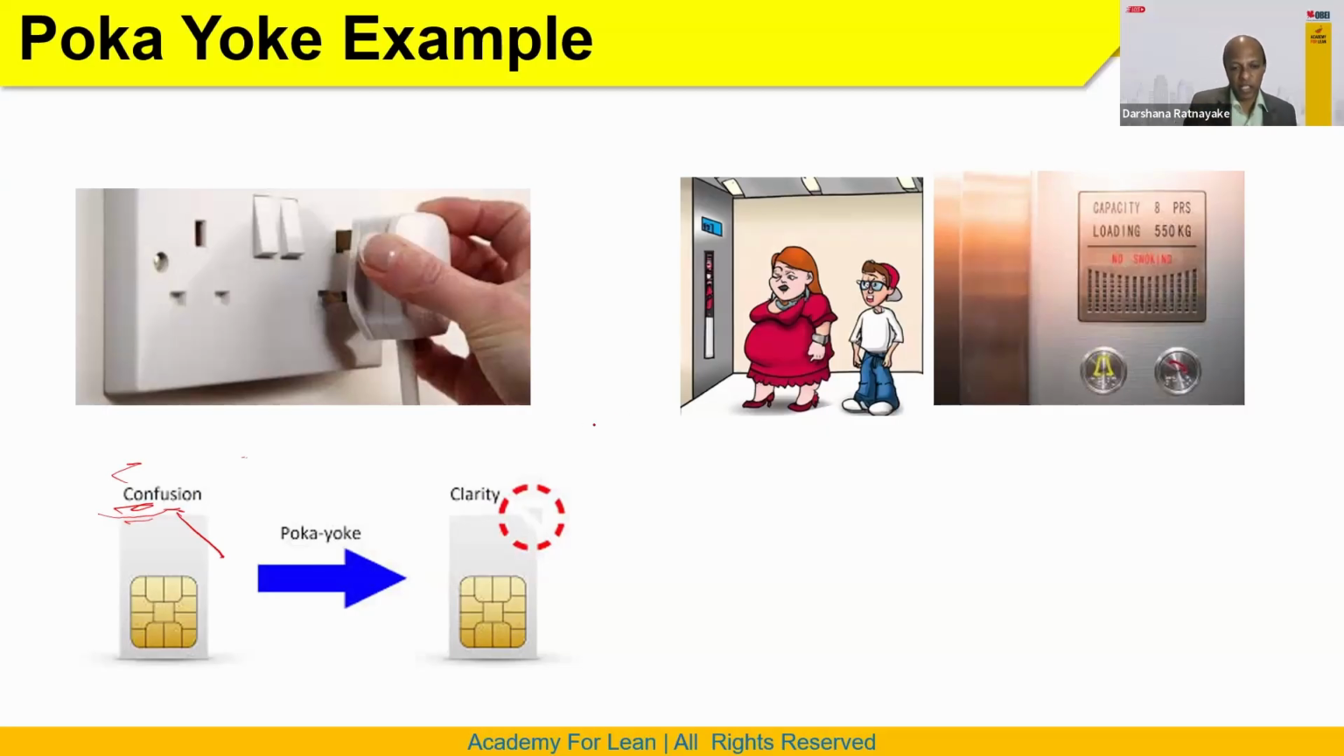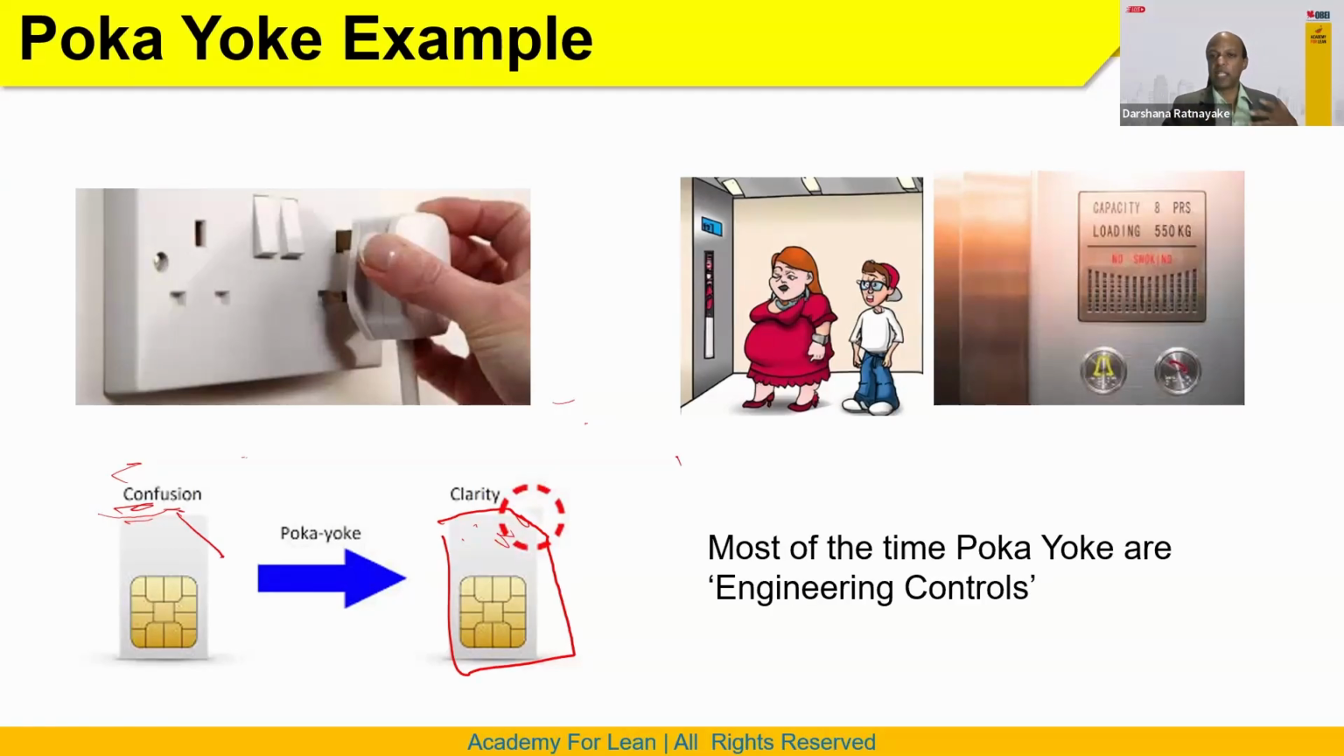So that is why finally the SIM comes in this shape, and the phone also has this kind of shape, so we cannot place the SIM card on the wrong side. Finally, we need to understand that poka-yoke is mostly an engineering control. We cannot do it with an SOP or something. It should be an engineering control. A control mechanism needs to be developed.